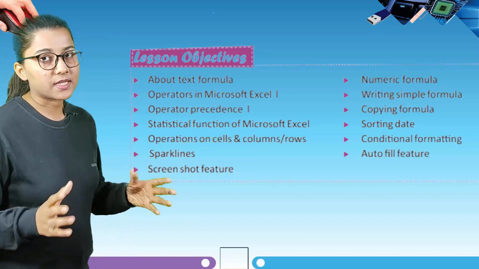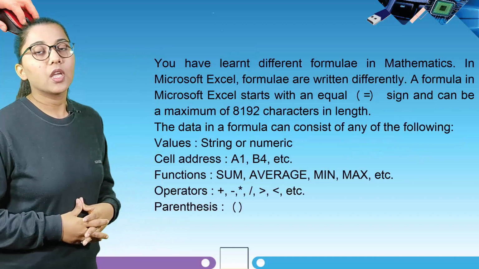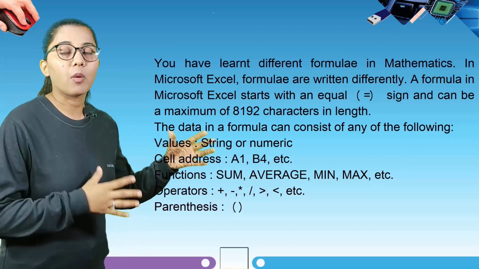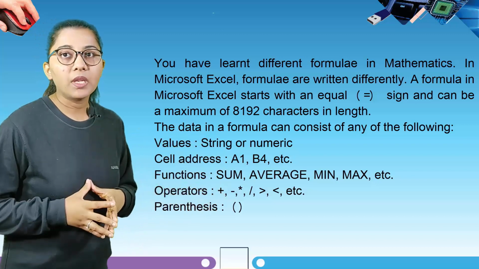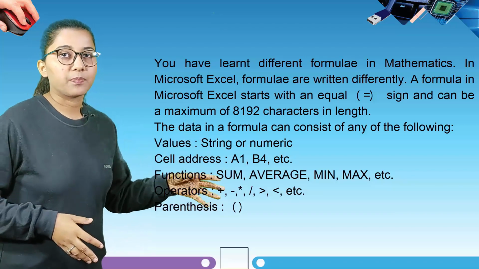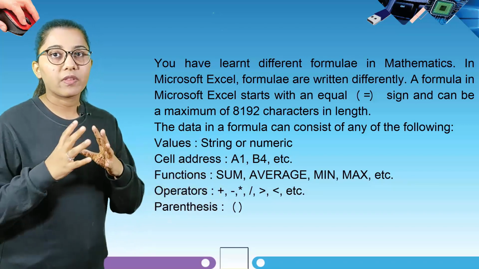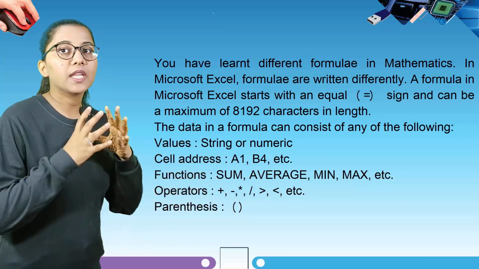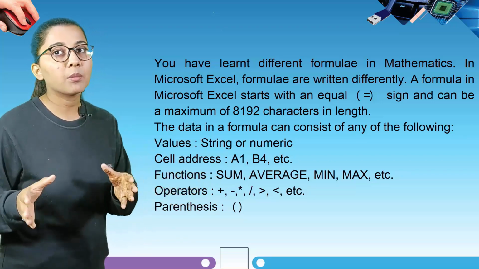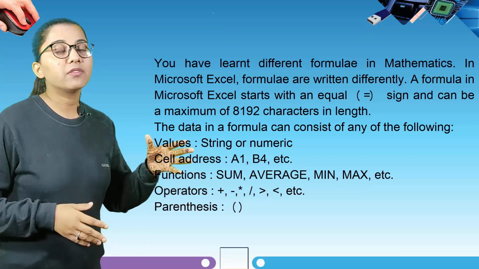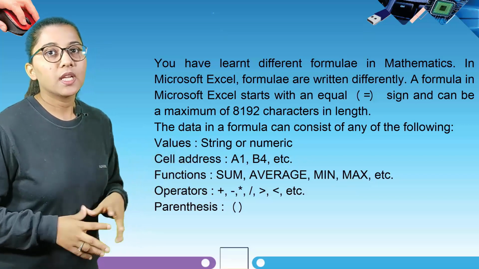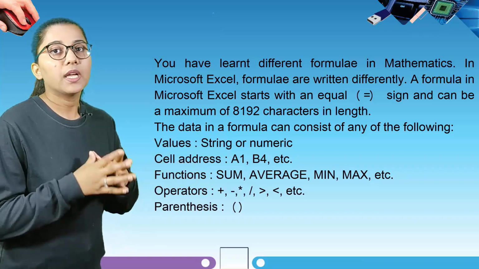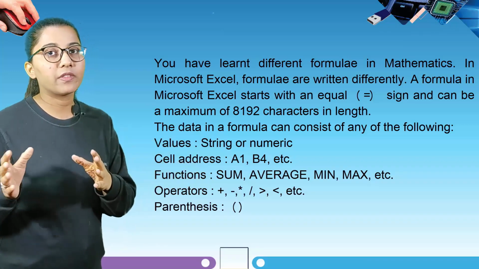So students, let's start our chapter. You have learned different formulas in mathematics. In Microsoft Excel, formulas are written differently. A formula in Microsoft Excel starts with an equal to sign and can be a maximum of 8192 characters in length. The data in a formula can consist of any of the following.